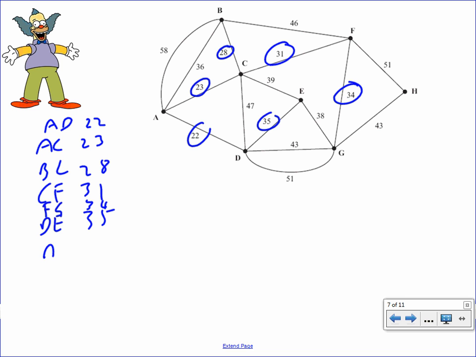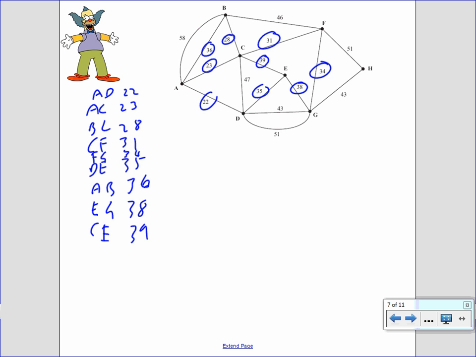And then we've got 38, 36, which is 36. And we've got 38, E to G. And 39, C to E. Let's create a bit more room. Okay. Right, this does take a while, doesn't it? 43, 47, yeah, 43, so D to G. And G to H. And then 51, 46, B to F.